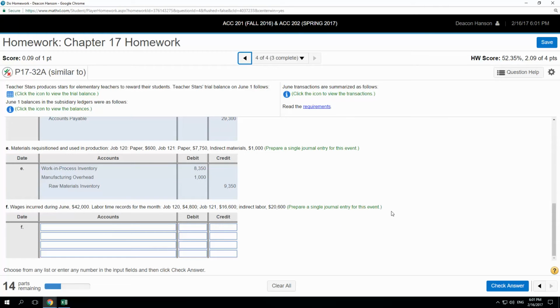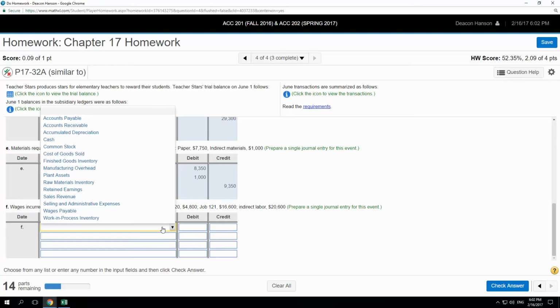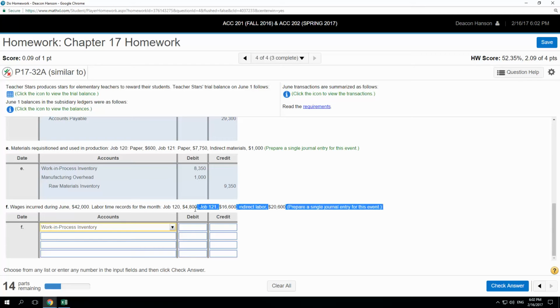Yeah. Okay. Now they're saying wages incurred during June, 42,000. And the labor time records for the month show job 120 at 4,800, job 121 at 16,600, and then indirect labor at 20,600. So it's a matter of breaking it up. The things that went directly to the jobs will go to work in process. So the 4,800 plus the 16,600, so that would be 21,400.